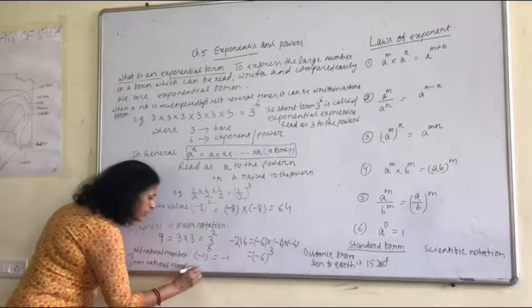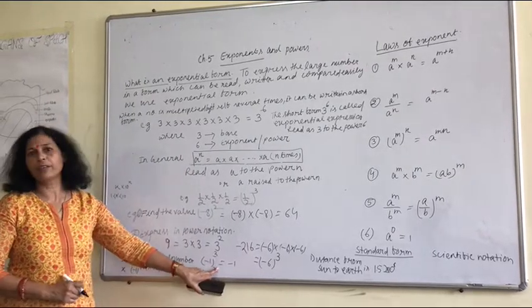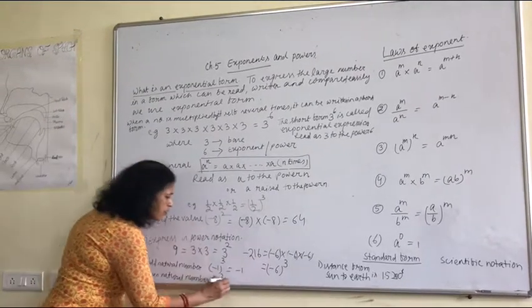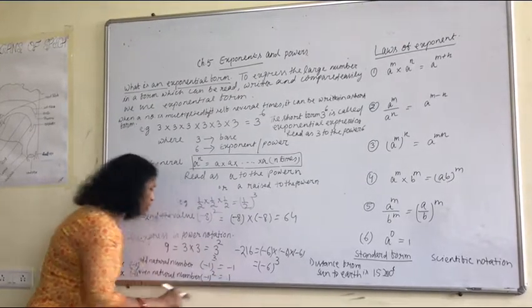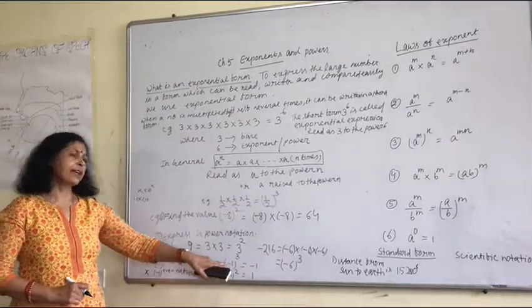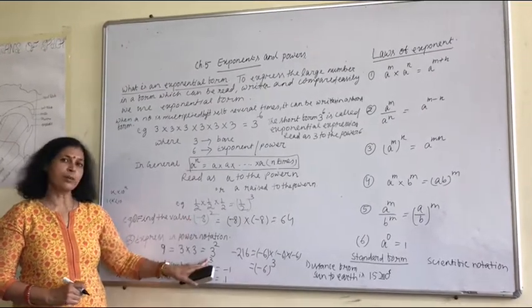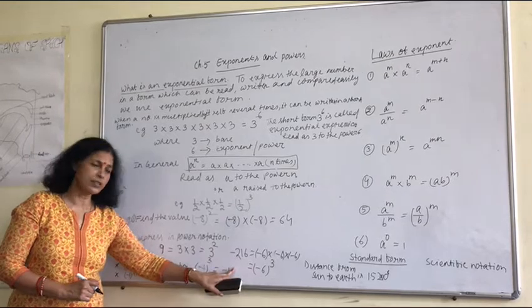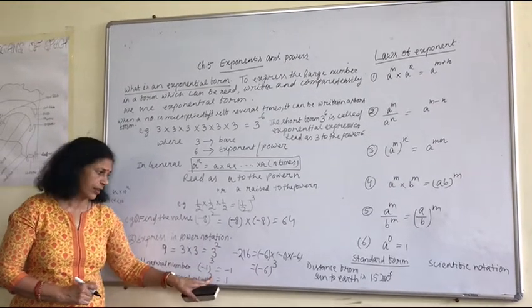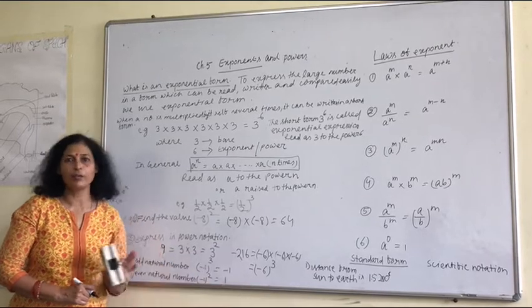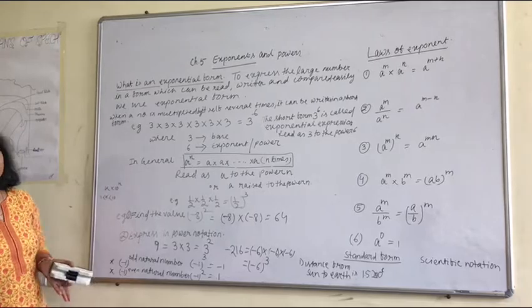Suppose another example, minus 1 to the power 2. 2 is an even number. So minus 1 into minus 1 is 1. So if the power of a negative integer is an odd number, then the answer is a negative integer. If the power of a negative integer is even, then the answer is a positive integer. Okay, these are the exponential forms.